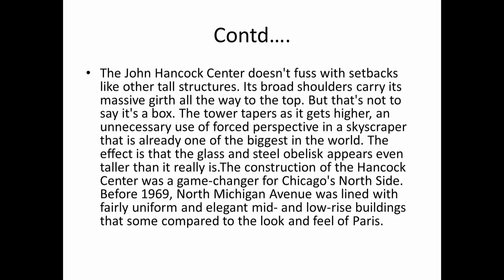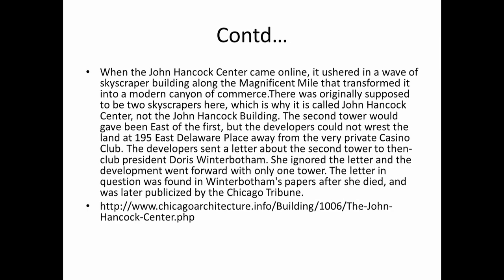The John Hancock Center does not fuss with setbacks like other tall structures. Its broad shoulders carry its massive girth all the way to the top. But that is not to say it is a box. The tower tapers as it gets higher, an unnecessary use of forced perspective in a skyscraper that is already one of the biggest in the world. The effect is that the glass and steel obelisk appears even taller than it really is. The construction of the Hancock Center was a game changer for Chicago's north side. Before 1969, North Michigan Avenue was lined with fairly uniform and elegant mid and low rise buildings that some compared to the look and feel of Paris.